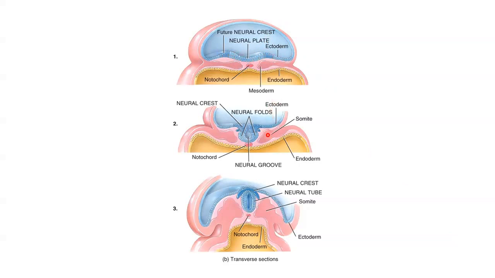The neural plate then folds inwards and forms a longitudinal groove. So this is our neural groove. The raised edges of the neural plate, so here and here, are our neural folds. As development continues, those neural folds increase in height and then they eventually come together to form the neural tube.